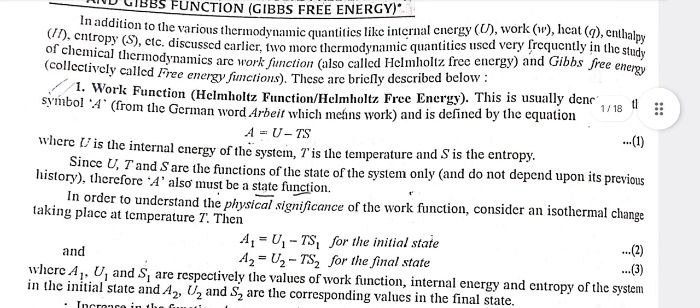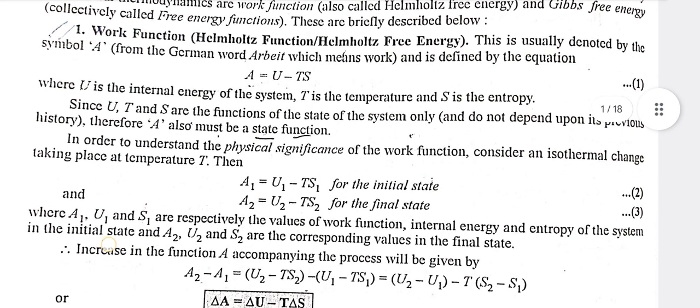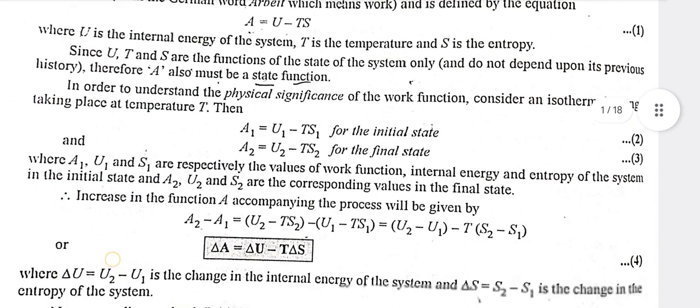This is usually denoted by the symbol A, from the German word Arbeit, which means work, and is defined by the equation A = U - TS. Here U is the internal energy of the system, T is the temperature, and S is the entropy. Since U, T and S are functions of the state of the system only and do not depend upon its previous history, therefore A also must be a state function.